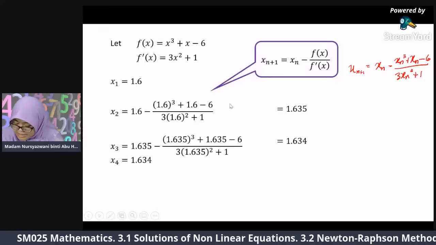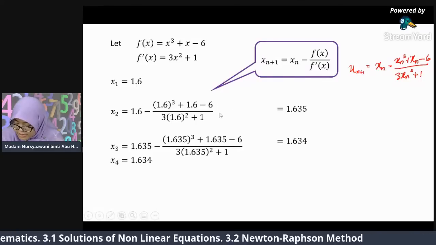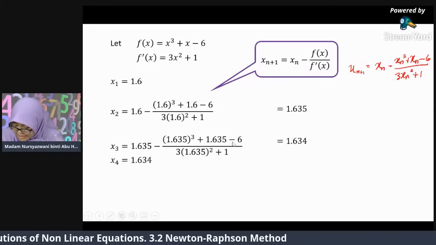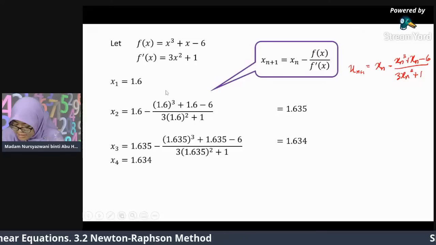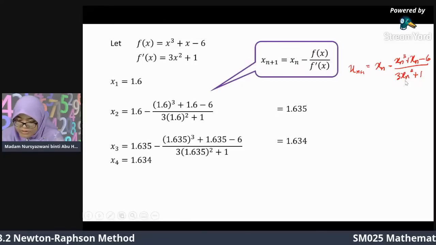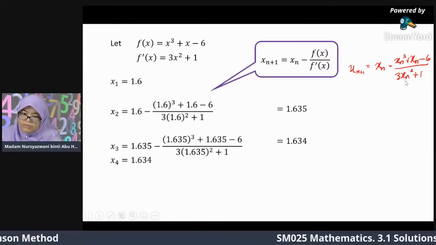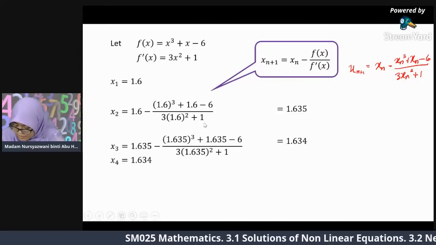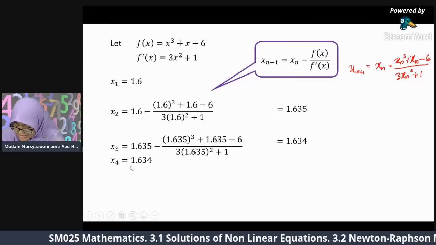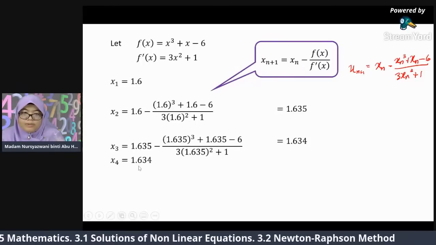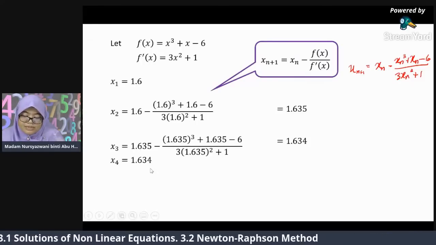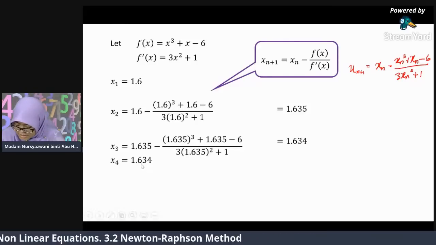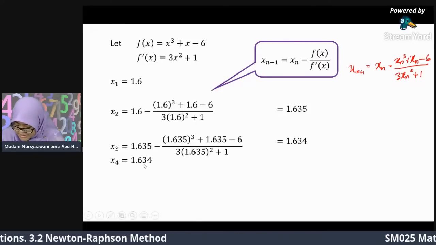Okay, so dekat sini awak perlu tunjukkan 2 langkah pengiraan, iaitu kaedah awak gantikan nilai dalam persamaan Newton-Raphson method. Ni untuk markah kaedah lah. Okay, bila awak dah tulis 2, untuk x yang seterusnya, root yang seterusnya dah tak perlu tunjukkan jalan kerja. Hanya tulis jawapan akhir saja.